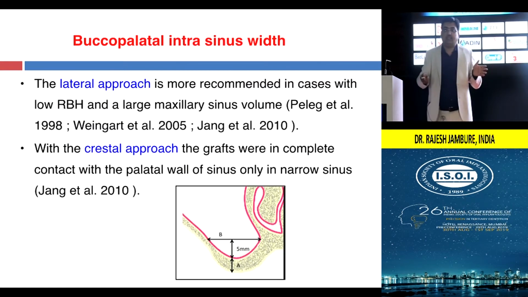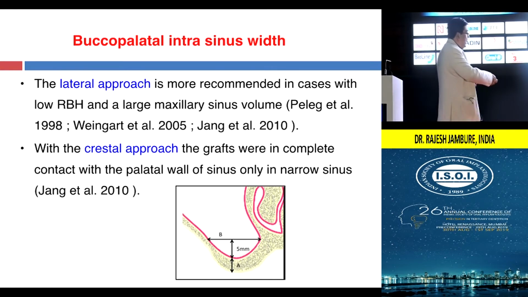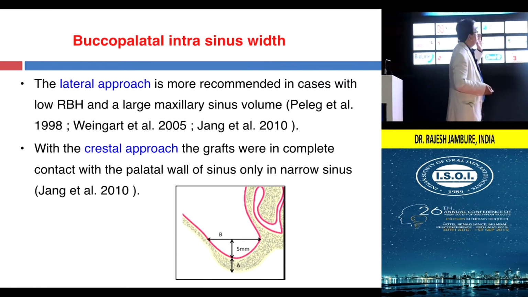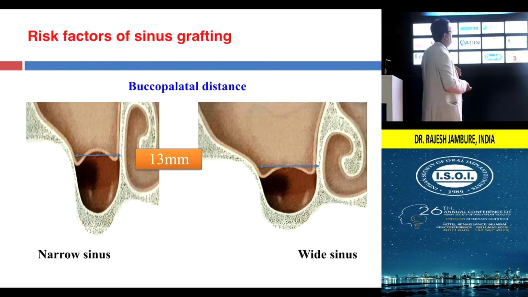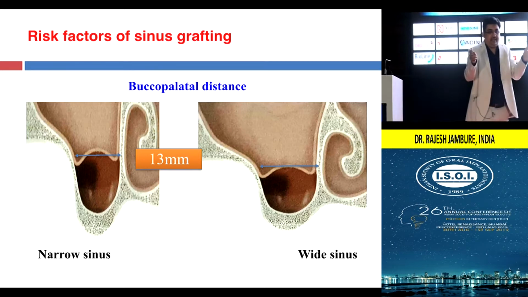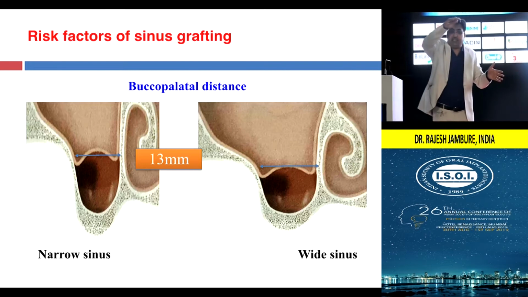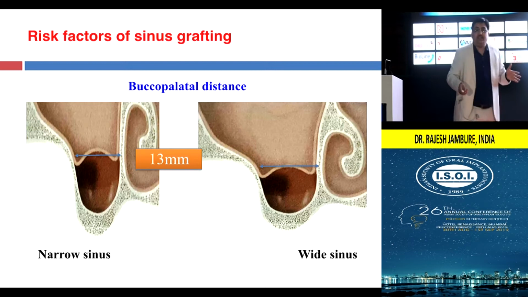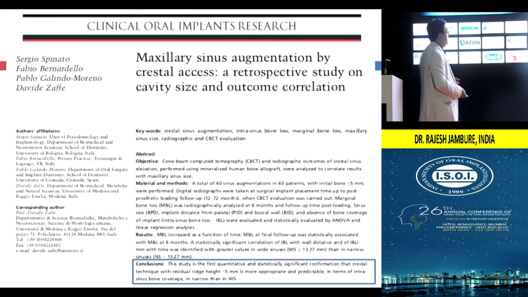As far as width is concerned, we measure the width of the sinuses generally at the apical area of the implant, and it is preferred that the lateral approach be done in wider sinuses and the Crestal approach in narrow sinuses. They have given a criterion in the literature of 13 millimeter at the apices of the implant, where if it is more than 13 millimeter, it is considered a wide sinus, and less than 13 millimeter is a narrow sinus.